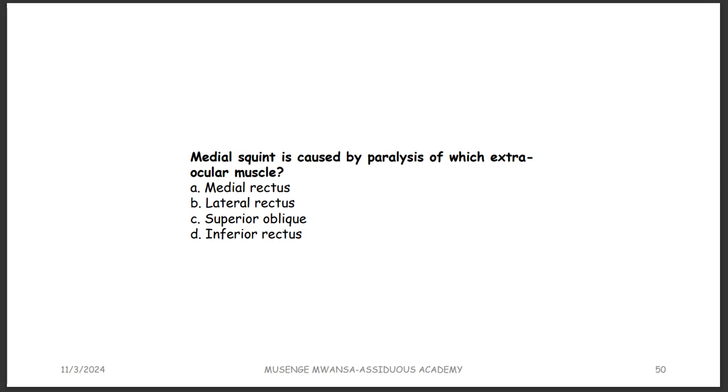Okay, medial squint is where your eye is pointed. Yes, doc, please go on. Okay, so we are saying medial squint is where your eye is facing the medial direction. The reason the eye would be facing the medial direction is because the lateral rectus is not able to make that balance, right? So expect there is a problem.